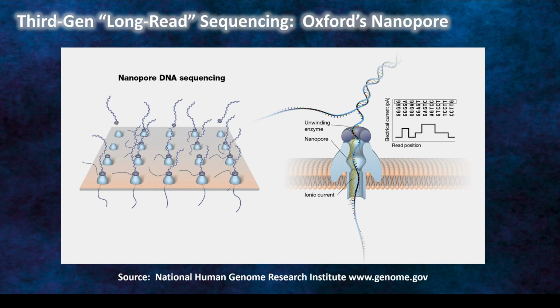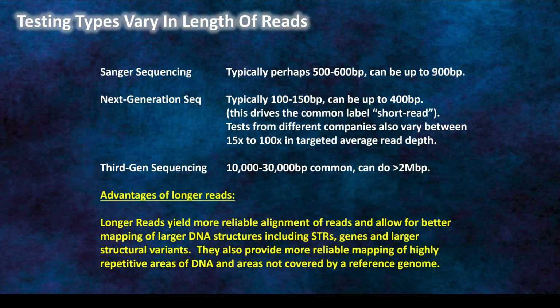Now, I've said over and over again that these new technologies give us long read capabilities as opposed to short read. So why does the read length matter? Again, when we go back to look at the technologies that are based on reads today, you've got Sanger sequencing that typically is between 500 to 600 base pairs. It can be up to about 900 or so. It does vary in the length of reads that it can use. You've got next generation sequencing, which is typically between 100 to 150 base pairs. It can be up to 400.